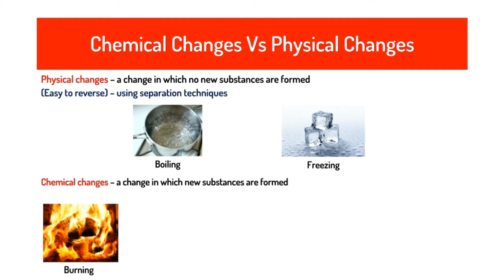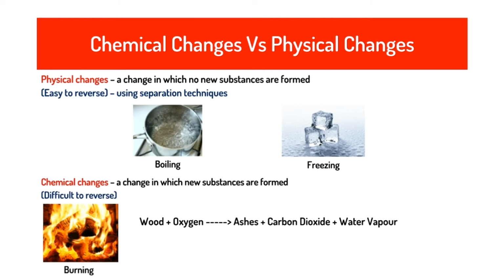So the main difference between physical and chemical changes is that physical changes can be easily reversed. Like in terms of boiling, you can just cool the water vapor back and you get liquid. And in terms of the freezing process, you can easily reverse it by heating up the ice cube. Other separation techniques may include filtration. But a chemical process is very difficult to reverse. In terms of burning, when you burn wood in oxygen, you will form ashes, carbon dioxide, and water vapor. It is almost impossible to reverse the process unless you are Harry Potter.